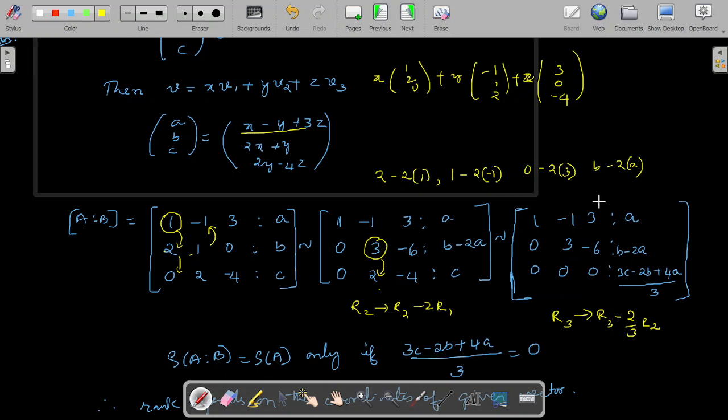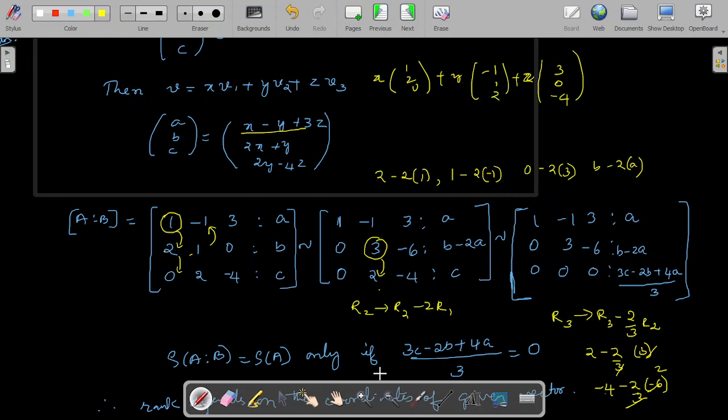No change in the first row, no change in the second row. Now 2 minus 2 by 3 into 3. 3 cancels. 2 minus 2 is 0. Next, minus 4 minus 2 by 3 into the corresponding entry minus 6. 3 ones are 3, 2 threes are minus 4 plus 4, that is also 0.